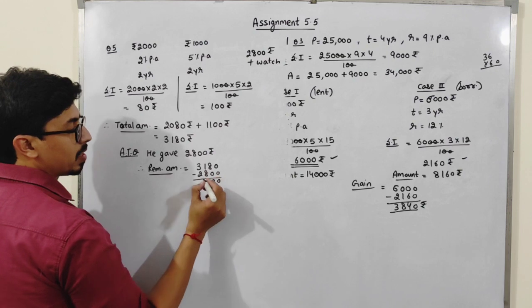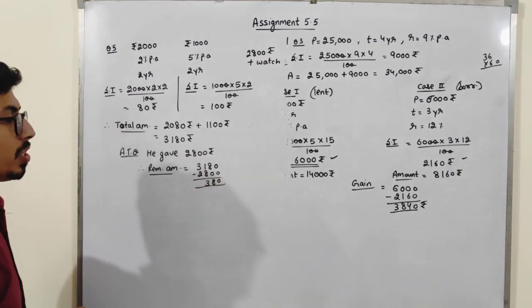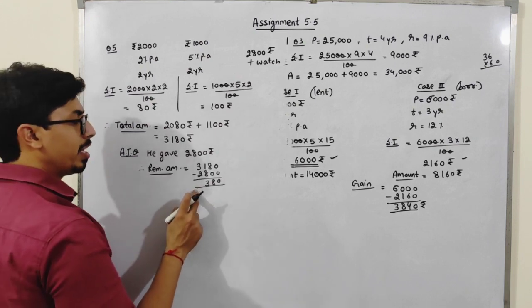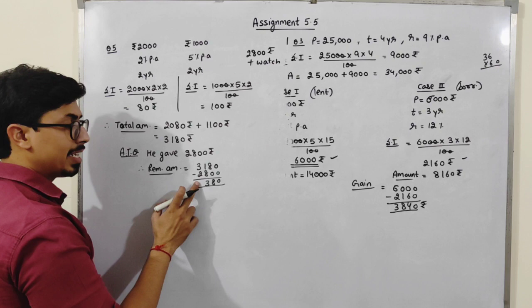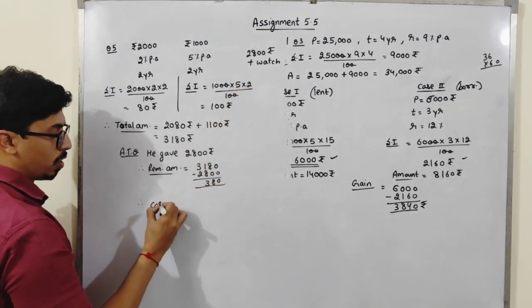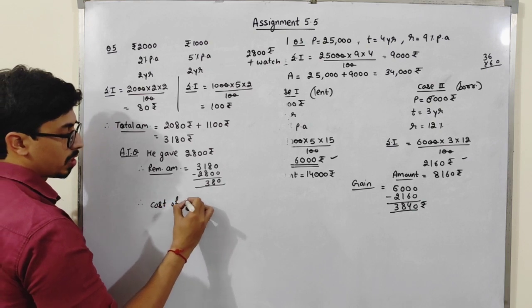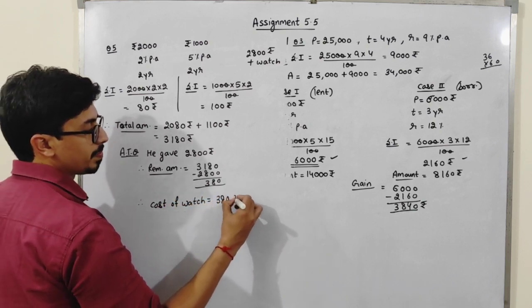So yes, 8. This will be how much? 380 rupees. So 380 rupees he does not give. Okay. Instead of 380 rupees, he gave a watch. Therefore, cost of watch is equal to 380 rupees.